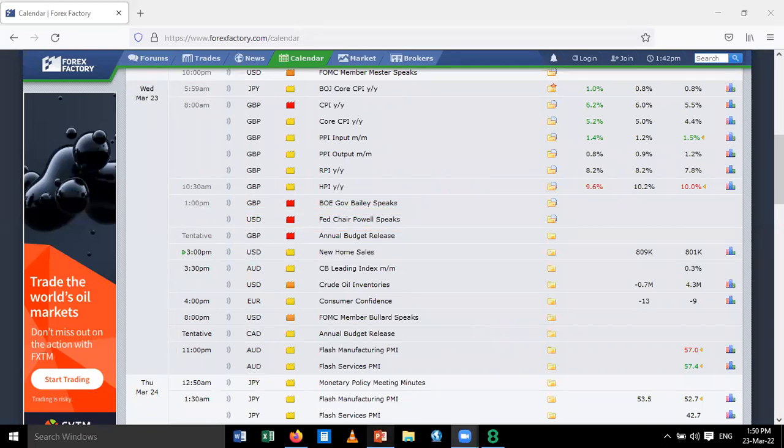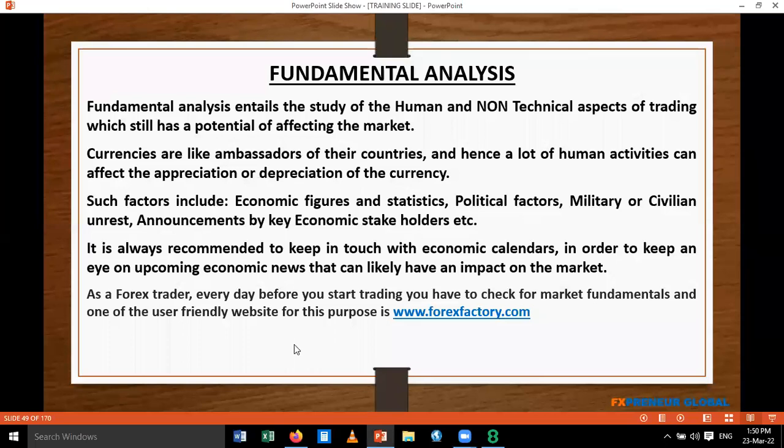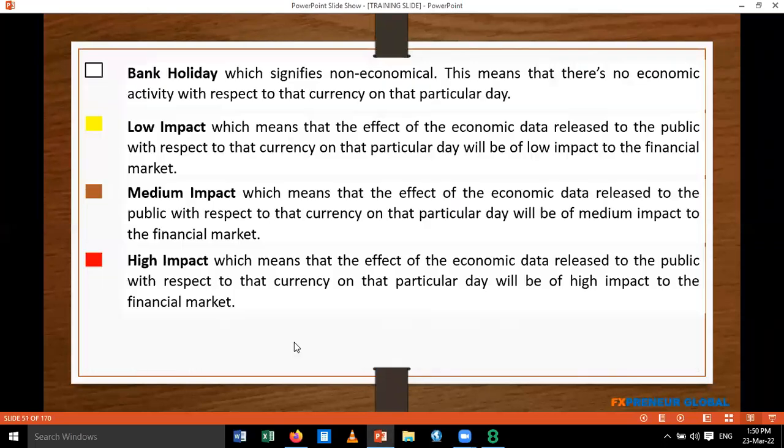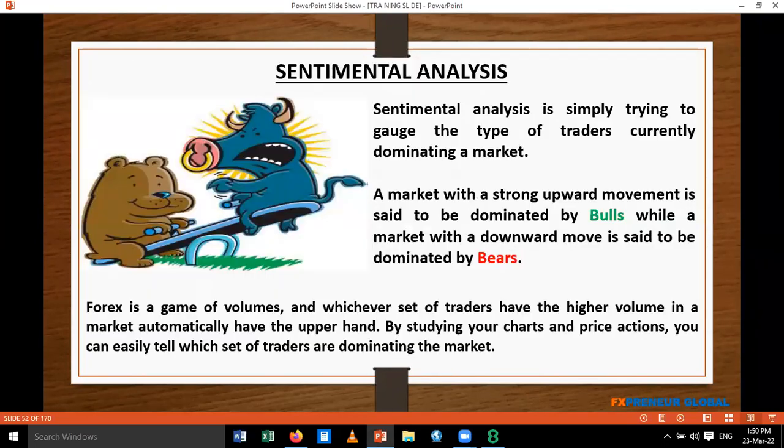Now, the next type of analysis we're going to be looking at is the sentimental analysis. Sentiment analysis simply means you are trying to gauge the market sentiment. You are trying to know the kind of traders that are dominating any market at any point in time. You want to know if you're going to be buying, if you're going to be selling.